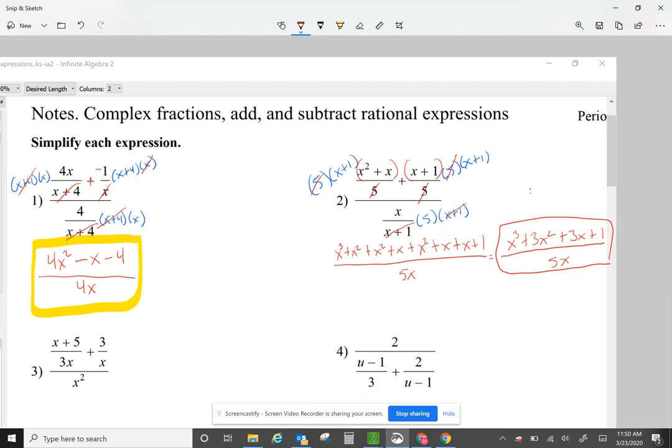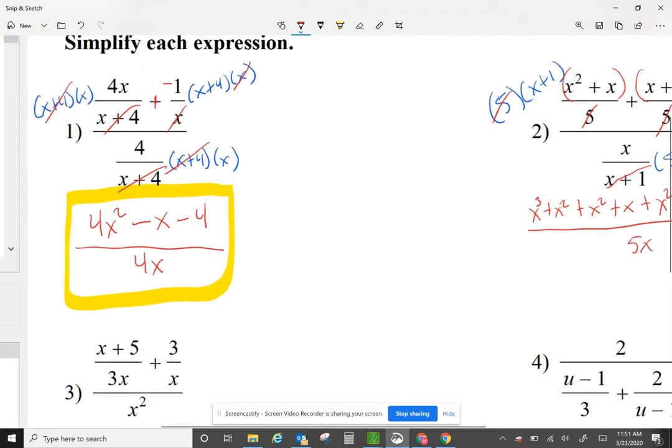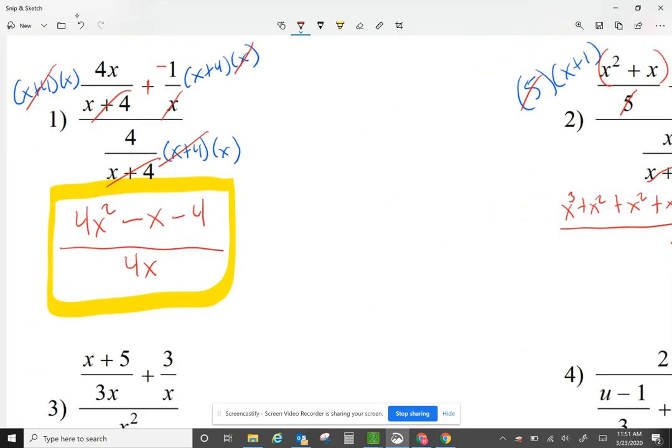Forgot to mention how to type these. Coming back to question number 1, the way you will type this would be 4x squared minus x minus 4. Notice I put it all inside parentheses. That's what we have on top. Over, at the bottom we have 4x. Once again, I put that inside parentheses.